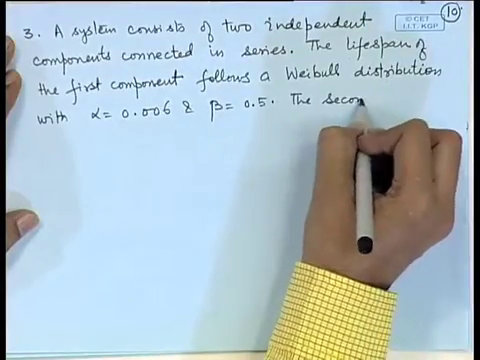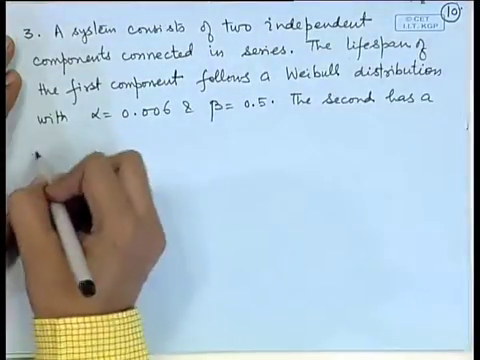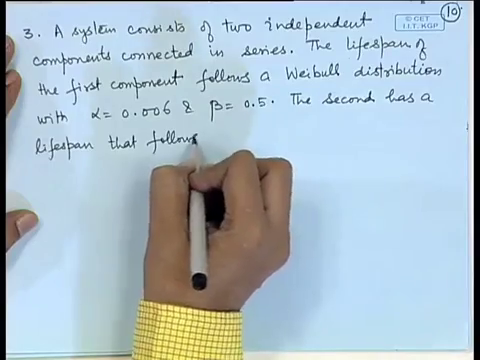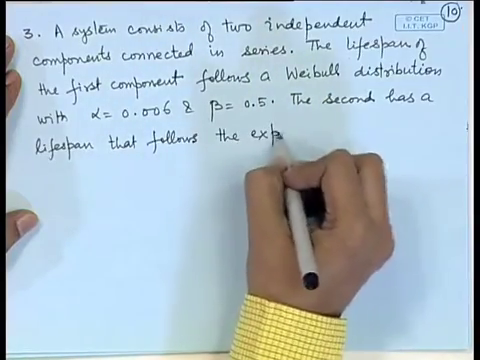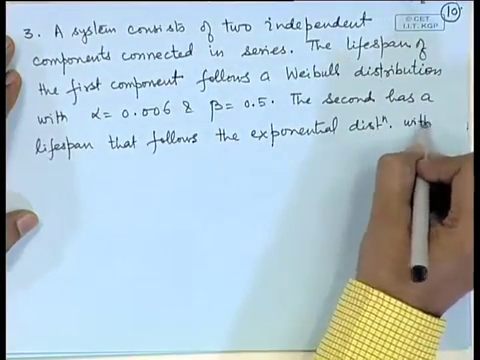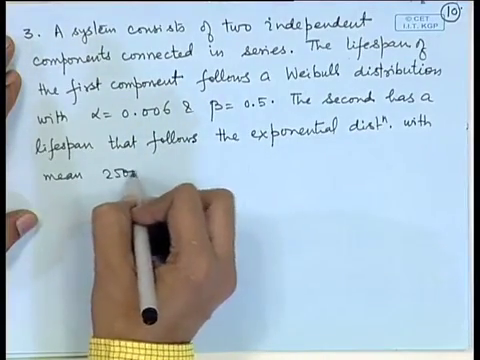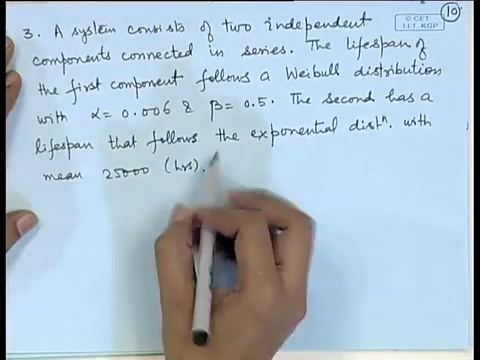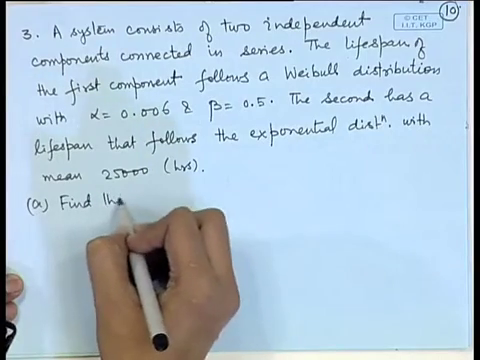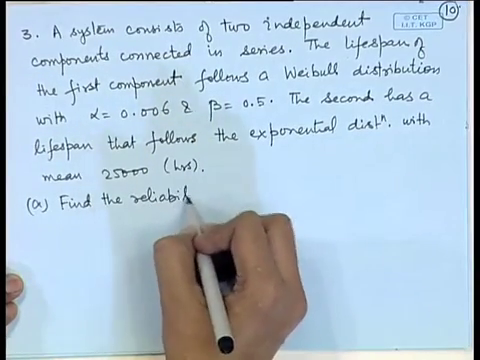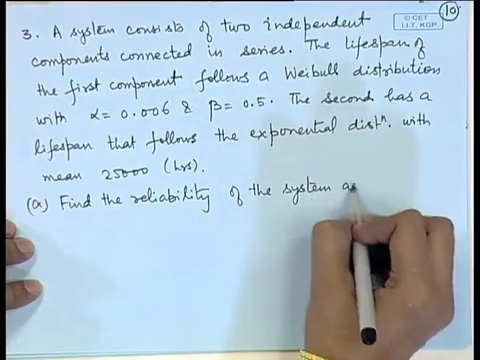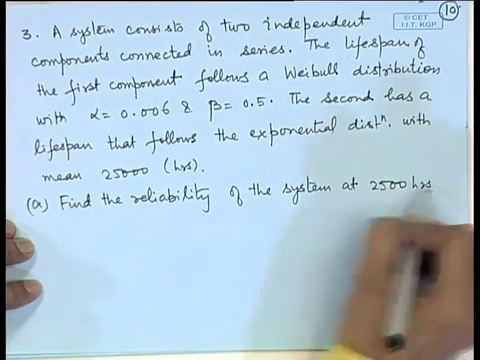The second component has a lifespan that follows the exponential distribution with mean 25,000. The unit is hours. Find the reliability of the system at 2500 hours.